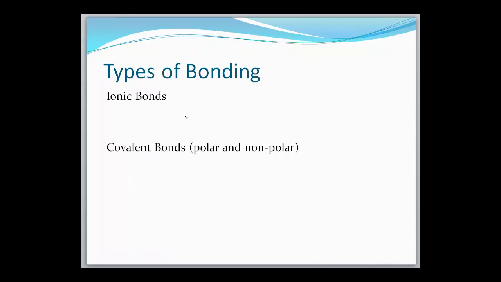Alright, we're going to talk about two general types of bonds, and there are other categories of bonds, and there's some other subcategories of these two types, but in general we'll talk about ionic bonds and covalent bonds. And it's important to understand these two types of bonds are what we refer to as intramolecular forces.